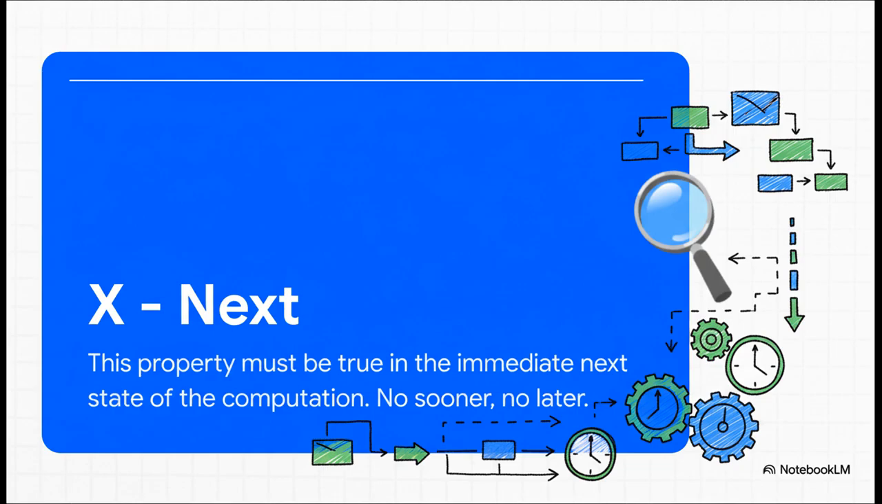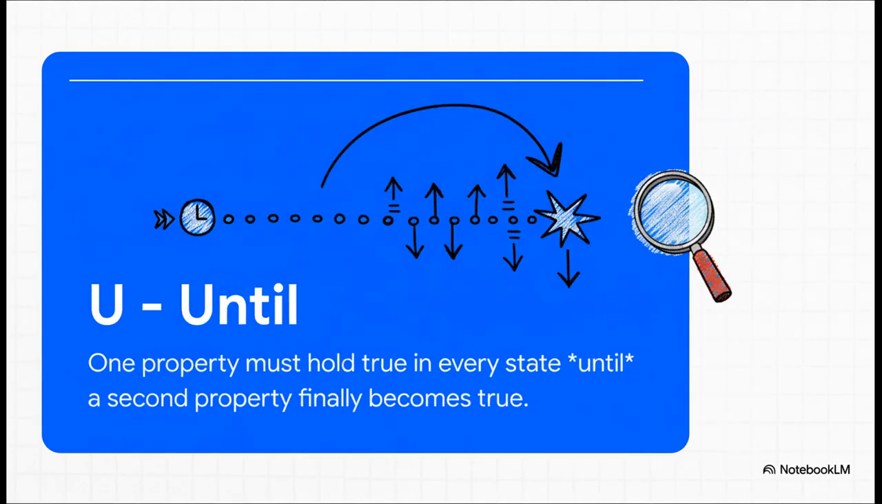Next up is X, and it just means next. Super simple. It's incredibly precise. It makes a claim only about what's true in the very next frame of the movie, the immediate next step, and nothing else. And last but not least, we have U for until. Now, this one's a little different because it connects two things. It says, okay, this first thing must be true, frame after frame after frame, until this second thing finally becomes true. It sets up a condition.